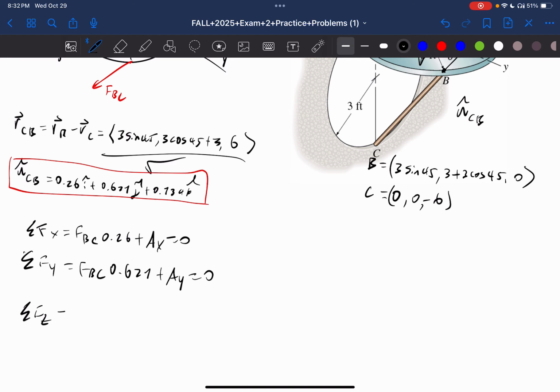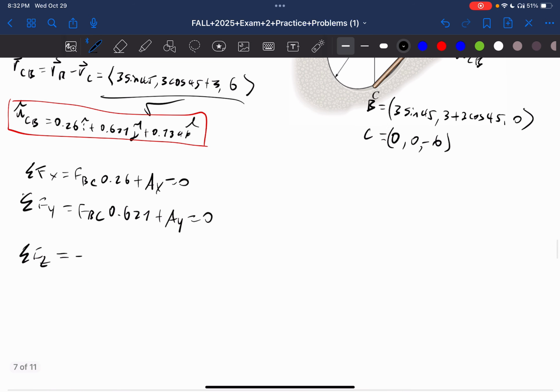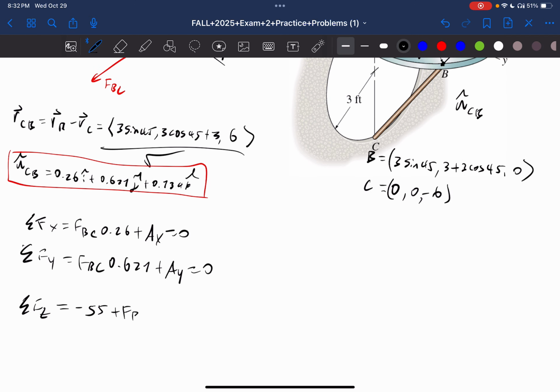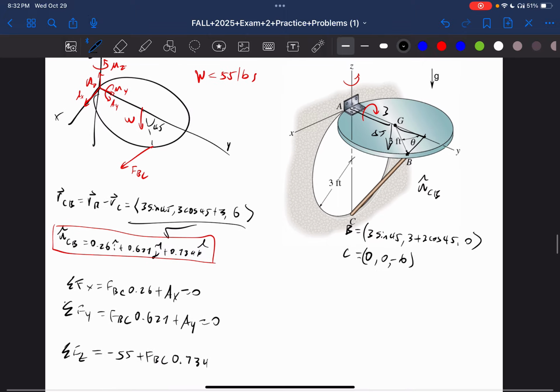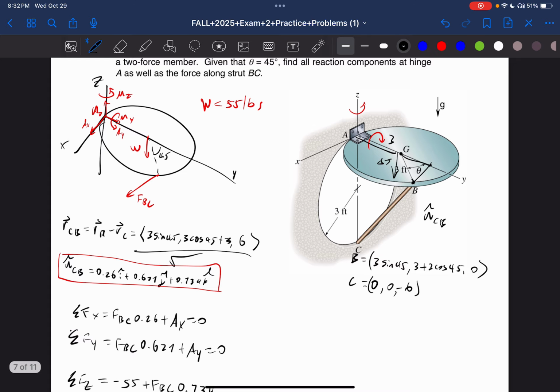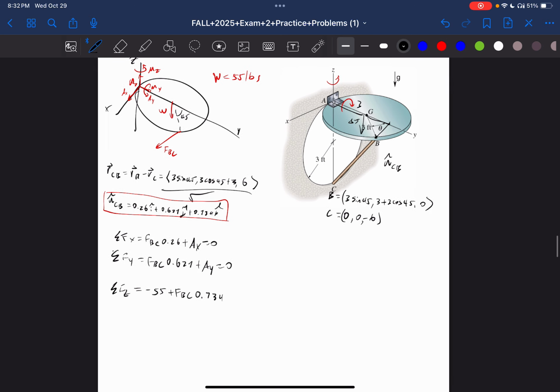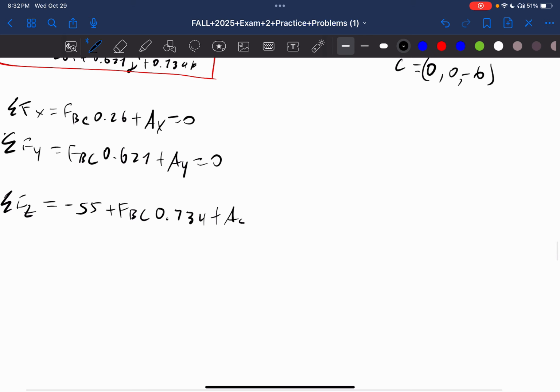The sum of the forces in the Z direction is going to be equal to a negative weight, which is going to be negative 55. Yeah, negative 55. And then plus F_BC times this Z component, which is going to be 0.734. And we have a Z also, which is in the positive direction. So plus A in the Z direction. This is going to be equal to 0. So we have our sum of forces.